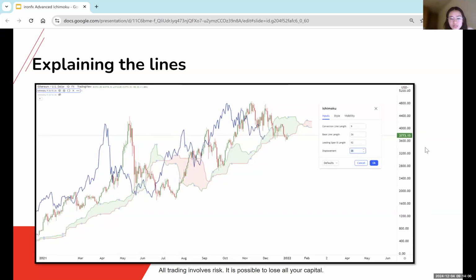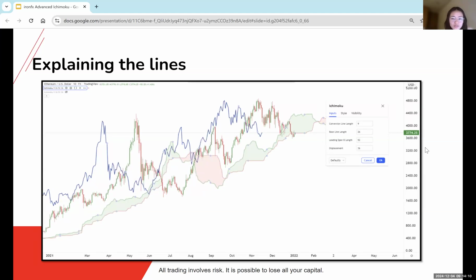Yeah, so this is what it looks like if it's 26 and 36. Obviously, this is also kind of dependent on your time frame that you're using as well. So here we are using the 1 day time frame and we changed the displacement to 36.